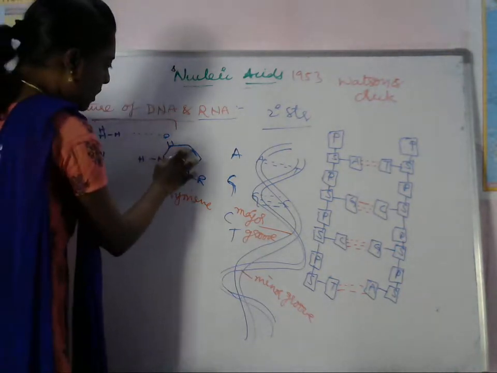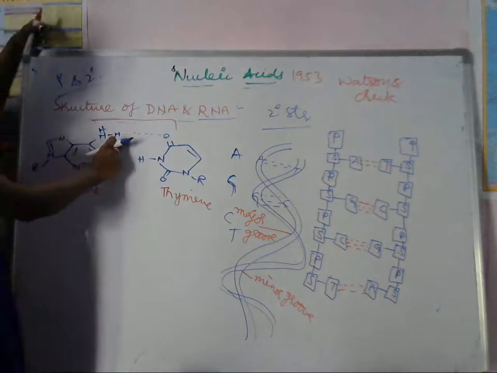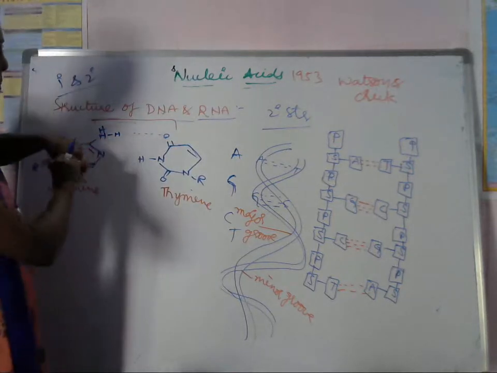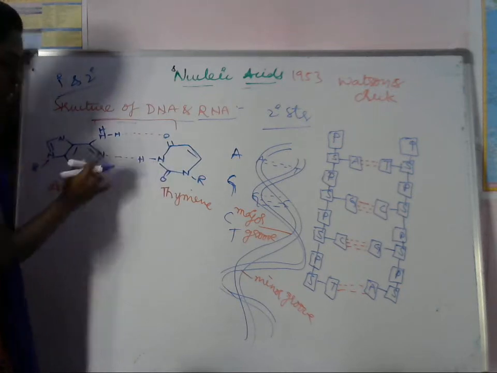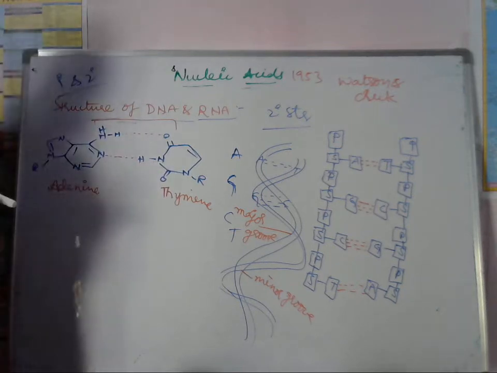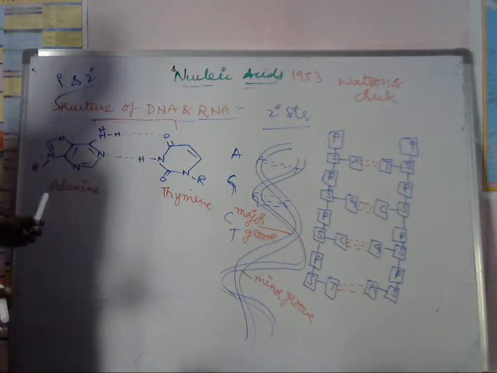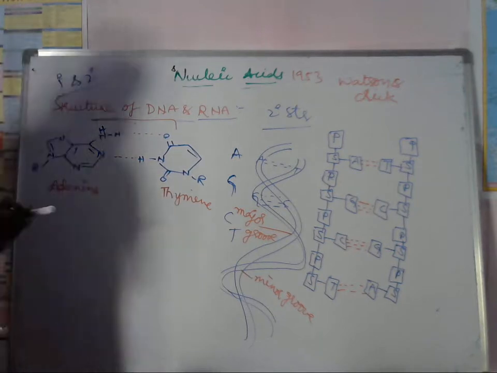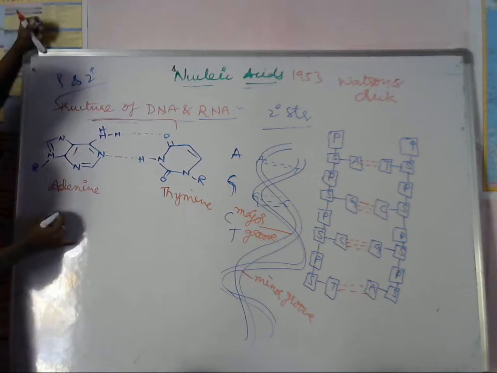So this is one hydrogen bond. Let's see another hydrogen bond, present between this amine and this nitrogen. So there are two hydrogen bonds present between adenine and thymine. Okay, let's see the cytosine and guanine, and how these will interact with each other.